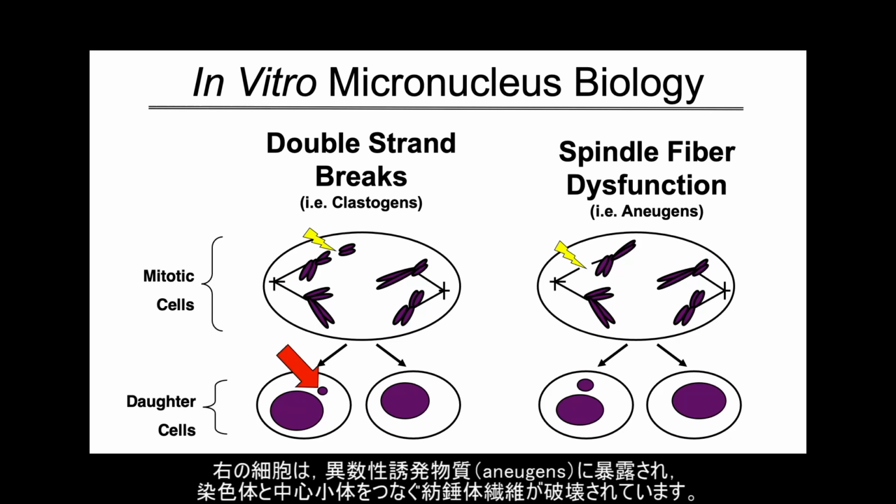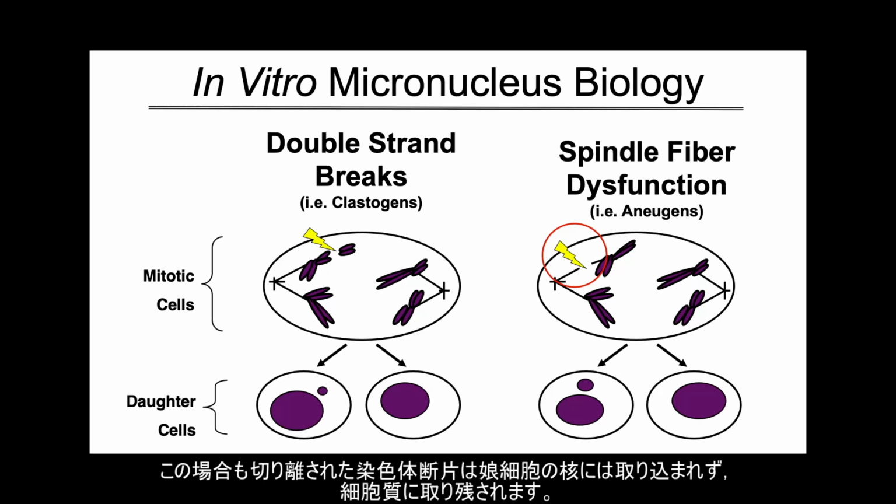The cell on the right side of the cartoon was exposed to an aneugenic agent that disrupted the spindle fibers responsible for tethering the chromosome to the corresponding centrosome. This disruption means that the entire chromosome is lost to the cytoplasm and, like the acentric fragment, is not reincorporated into the daughter cell nuclei.